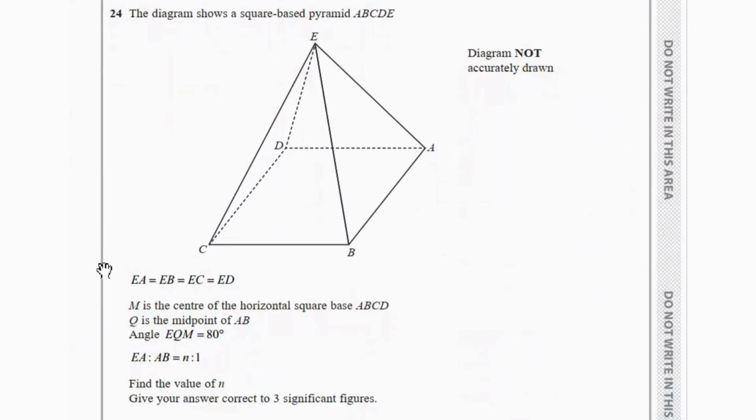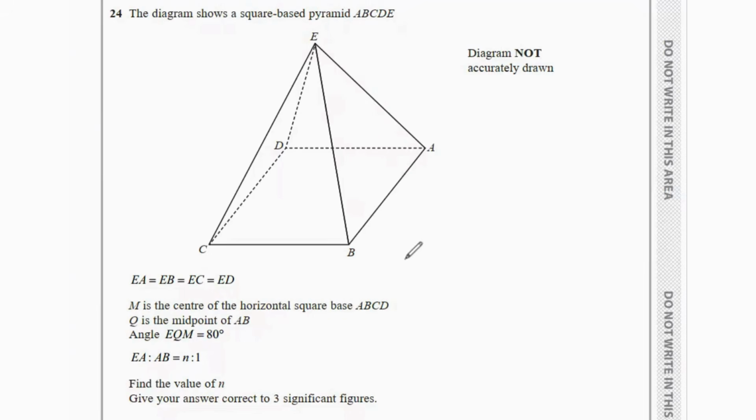Then for this one, I think this was the odd one in this paper, the most confusing one. Everything else was quite straightforward. It says the diagram shows a square-based pyramid ABCDE. EA equals EB equals EC equals ED. M is the center of the horizontal square base ABCD. Q is the midpoint of AB. Angle EQM is 80 degrees. EA is to AB is n is to 1. Find the value of n, giving your answer correct to 3 significant figures.